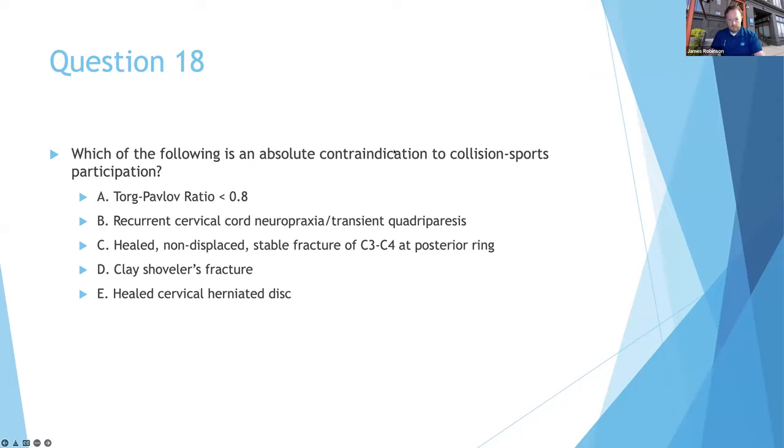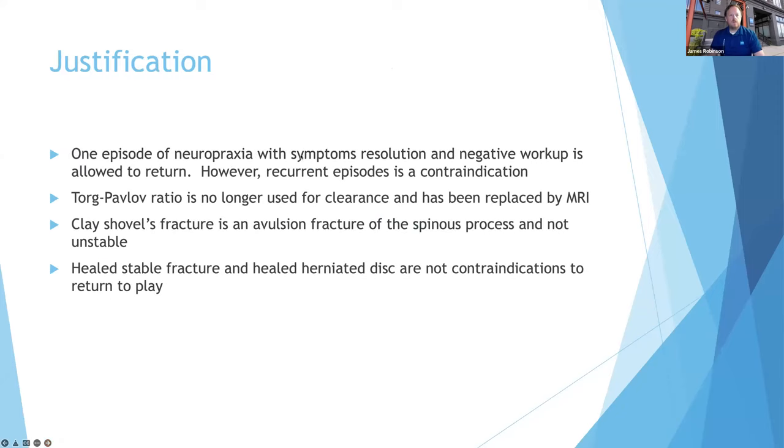Okay, so most people got this one correct as well. The answer is B, recurrent cervical cord neuropraxia or recurrent quadriparesis. So with one episode of neuropraxia with simple resolution and a negative workup, you're allowed to return to play. However, recurrent episodes is a contraindication.